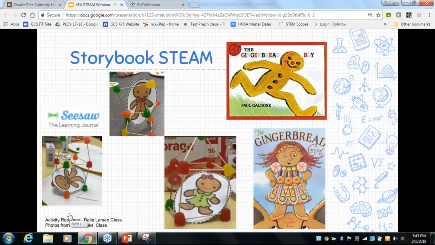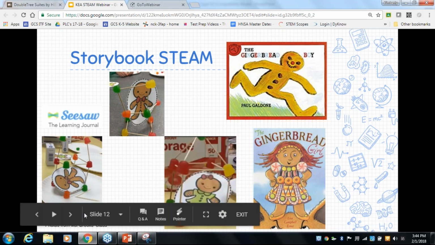Were they able to follow multi-step directions of the project, like eat only one gumdrop before starting their project? Not 10, only one. Use only 10 gumdrops and as many toothpicks as you need to build your hideout for the gingerbread boy or girl. And then they had to test their project to see if it holds the gingerbread boy or girl. And then they had to record on Seesaw and present their project and what they did.